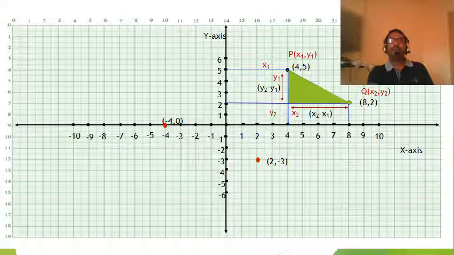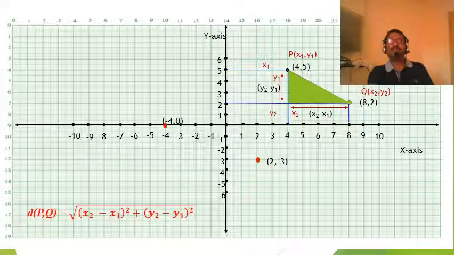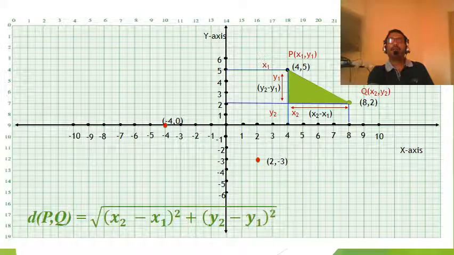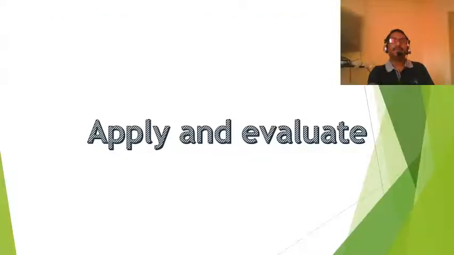So we can calculate here the hypotenuse. The hypotenuse equals the square of this side plus the square of the other side. So we get here distance PQ, meaning the hypotenuse, equal to the square root of (x2 minus x1) whole square plus (y2 minus y1) whole square. This formula is called the distance formula in coordinate geometry. Now apply and evaluate.